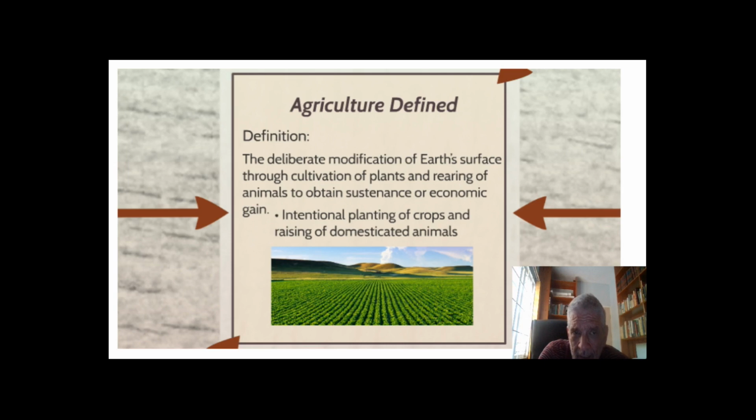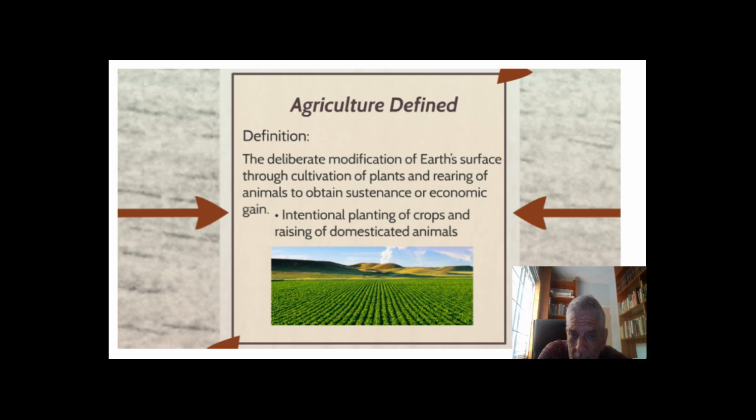Agriculture defined, and the definition is the deliberate modification of the Earth's surface through the cultivation of plants and the rearing of animals to obtain sustenance or economic gain. So it involves both plants and animals, and it's either for sustenance, which is subsistence farmers, or economic gain.